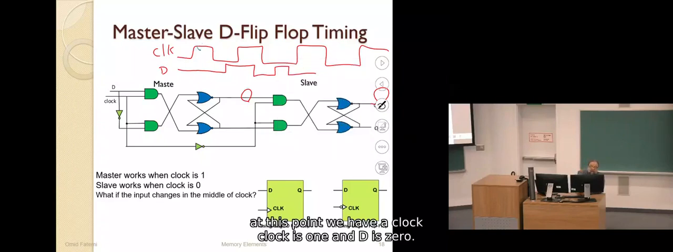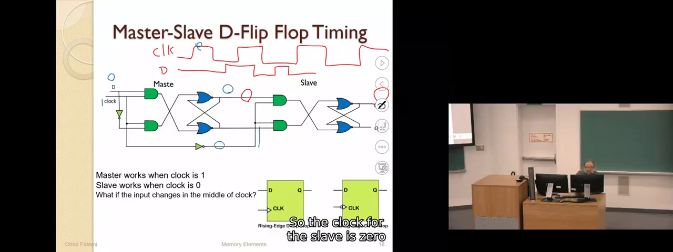So if you look at this diagram, at this point, we have a clock. Clock is 1, and D is 0. So this comes over here. We have 0 here now. And this 0 doesn't go inside because clock is 1, and therefore this is 0. So the clock for the slave is 0, and nothing goes inside.